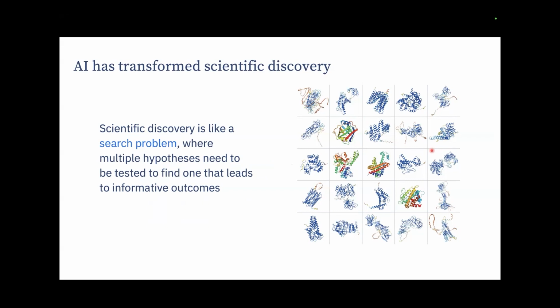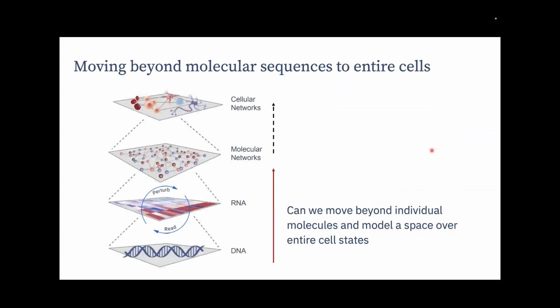And so one way to think about scientific discovery is that it's a search problem over a space of potential hypotheses. What we wanted to do was take these ideas from the molecular level and take them up one level to the cellular scale. So can we move beyond modeling individual molecules and individual proteins? And can we now begin to understand better how these proteins and how these different molecules are interacting with each other within a cell, which is a much more complex and noisier system.